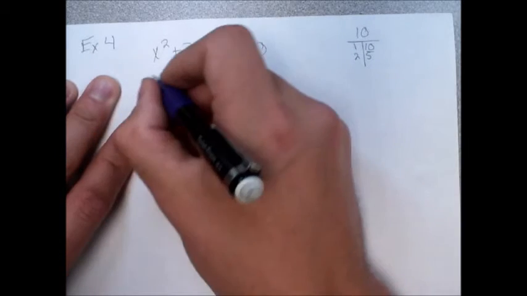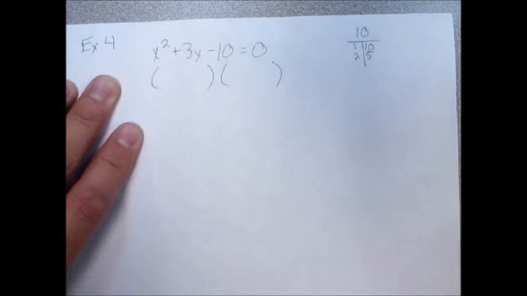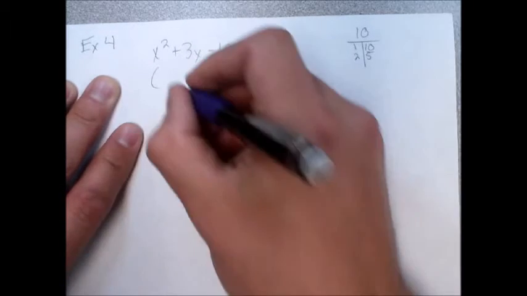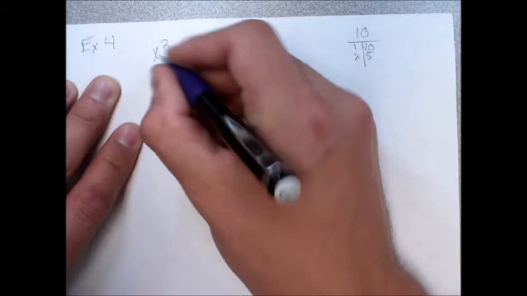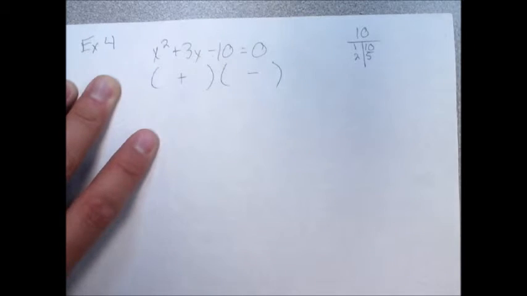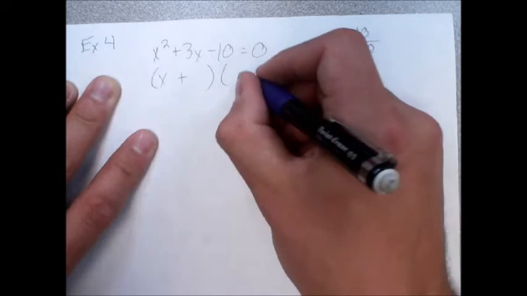Okay, so I'm going to do what I know to do first, set up my parentheses. Then I look at my back term. It's negative, so I'm going to have what kind of signs? Different signs, right? Because my middle one is positive, I'm going to put my larger number with it. Okay? Because I just have a 1x squared up front, I know that my x's are going to come up front.